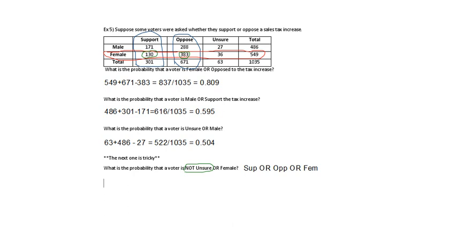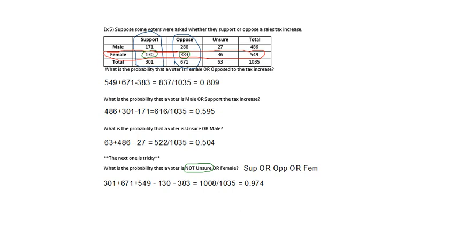All right, so first we'll start with support, which is 301, plus oppose, 671, plus female, 549, minus the first cross, 130, minus the second cross, 383. So a lot of numbers here. That adds up to 1,008. Then finally divide by 1035, and we get 0.974. So watch out there. That's a tough one. Not going to lie to you there.